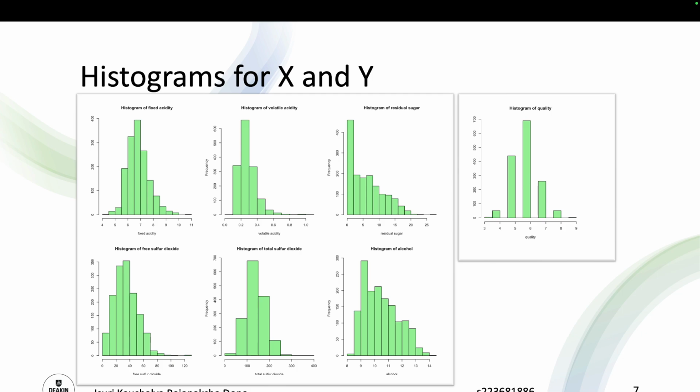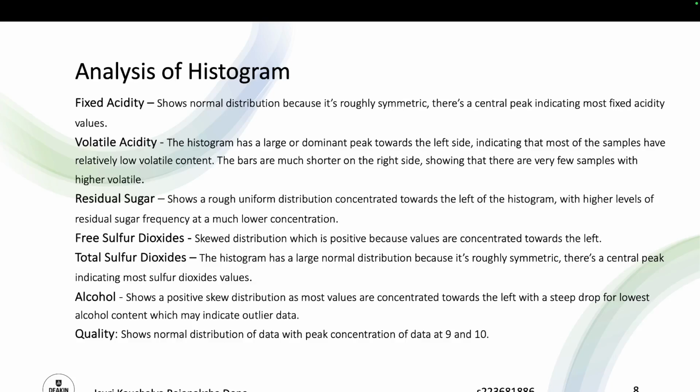Distribution-wise, fixed acidity is roughly symmetric with centered mass. Volatile acidity is right skewed, meaning small levels with long right tails. Residual sugar is concentrated at lower values with a long right side. Free sulfur dioxide is positively skewed and total sulfur dioxide is roughly symmetric around its center. Alcohol is positively skewed and the quantity is concentrated in a band.